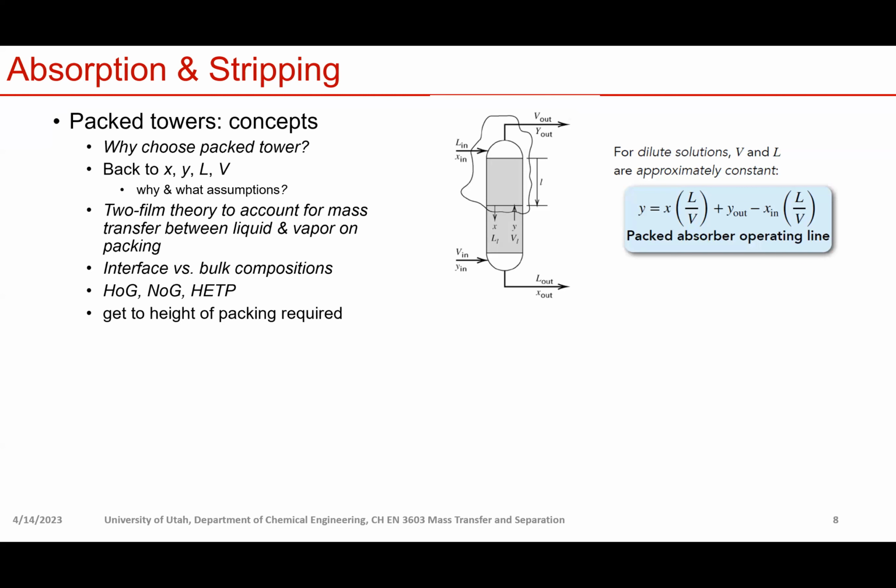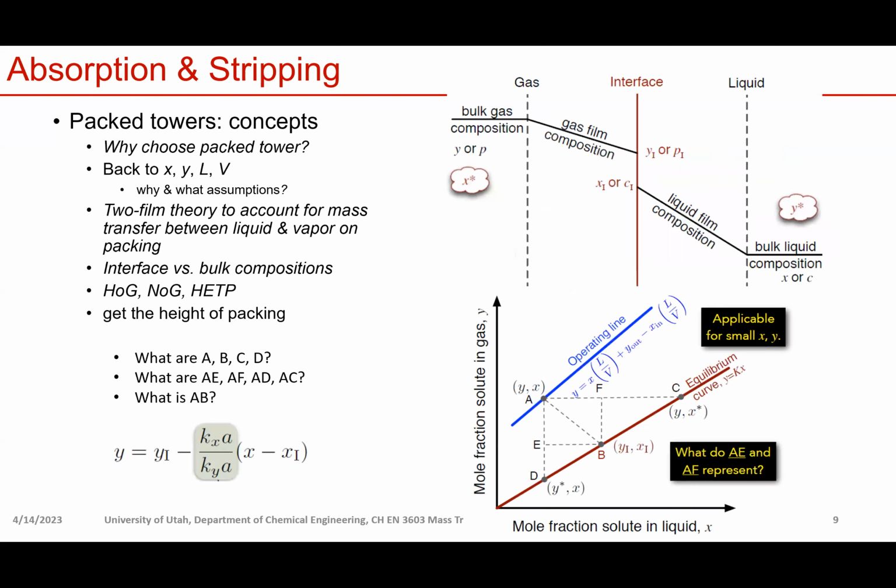So then we use two film theory to account for mass transfer between the liquid and vapor in the packing, right? So then you need to understand the difference between interface and bulk composition, right? When you were given a liquid phase two film theory, a couple of parameters are labeled on that figure, and you need to know which is which. So similarly here, if we do a mole balance for a packed tower, we can derive the operating line like this, right?